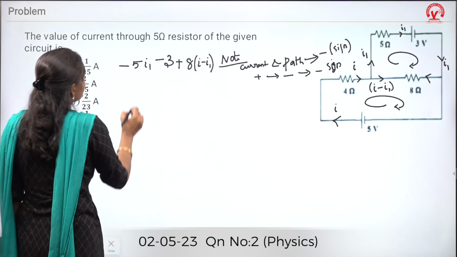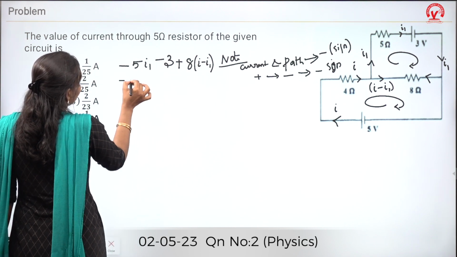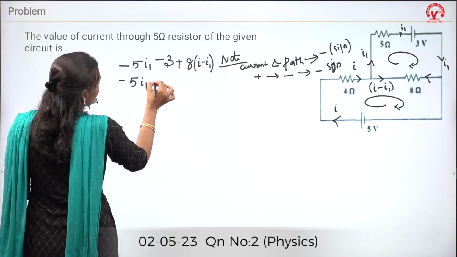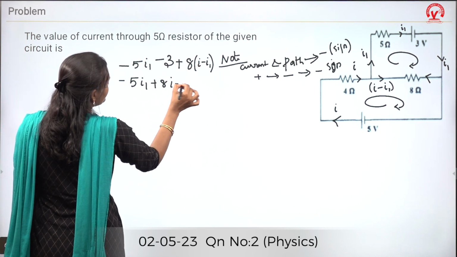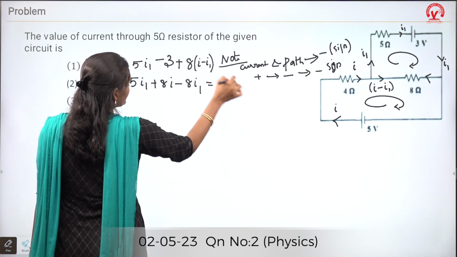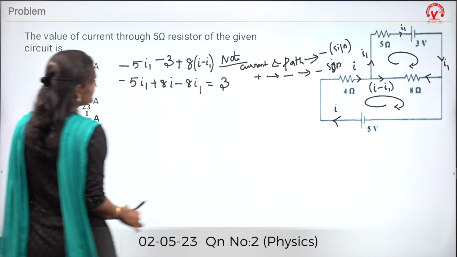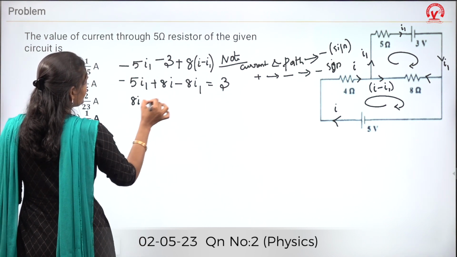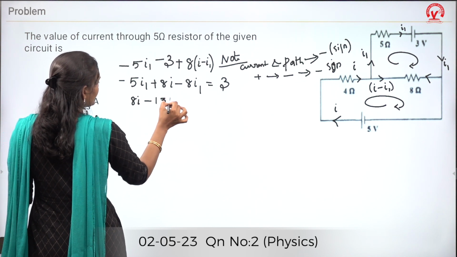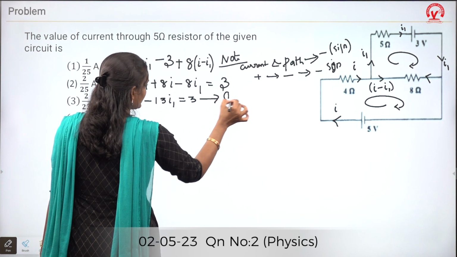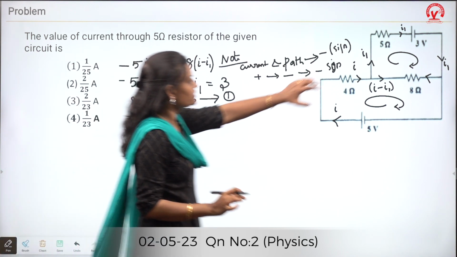Now solve this equation. Minus 5I1 plus 8I minus 8I1 is equal to, taking this minus 3 to this side, so plus 3. Now this can be written as 8I minus 13I1 is equal to 3. Keep this as equation number 1. Okay, now this loop I completed.